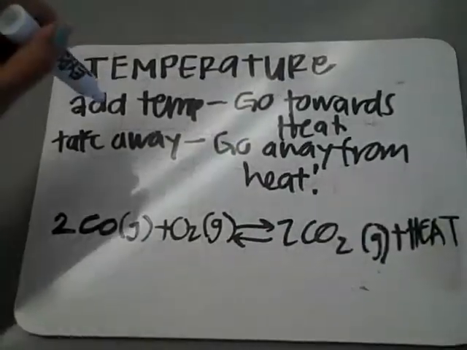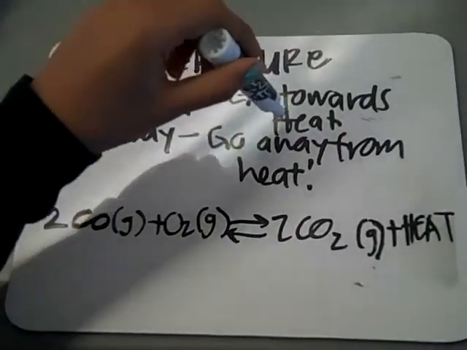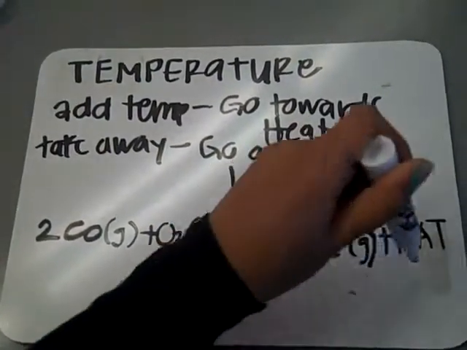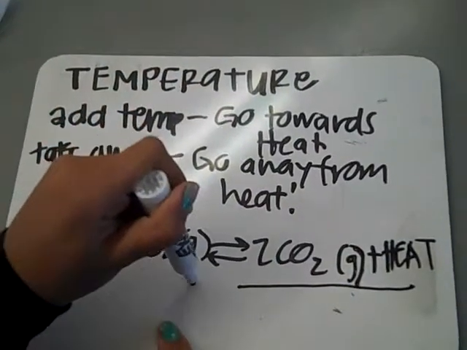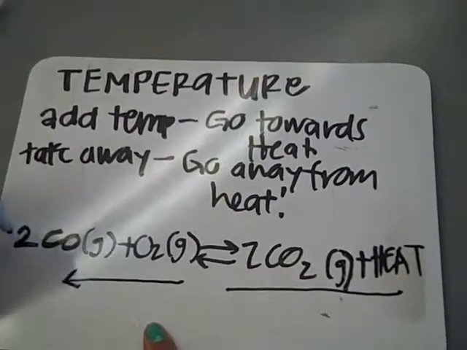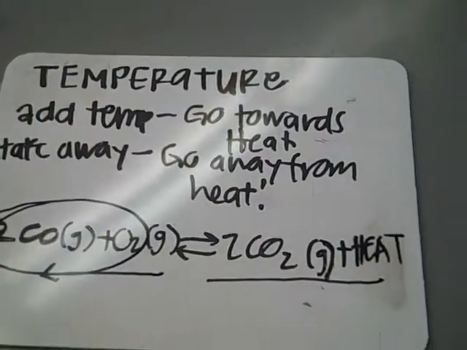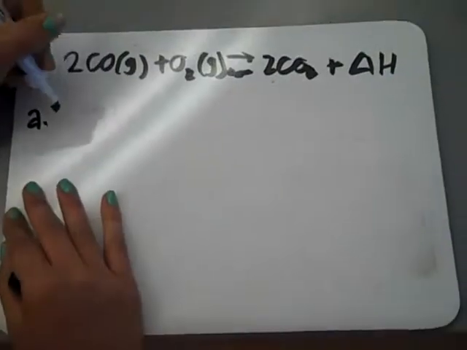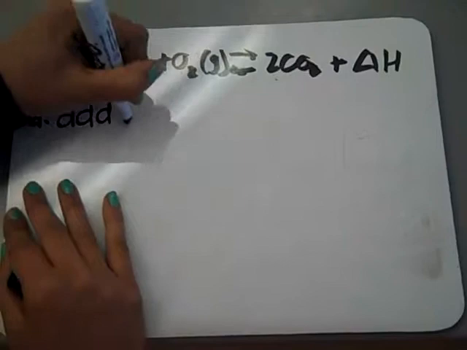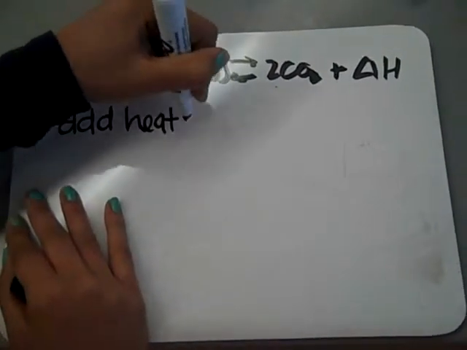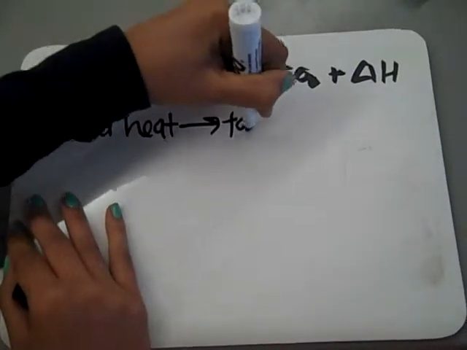So when you want to add temperature, you go towards the heat. When you want to take away temperature, you go away from the heat. When it's an exothermic reaction, the heat is on the product side. When it's an endothermic, the heat is on the reactant side. So for this one, it is an exothermic because it's next to the CO2.